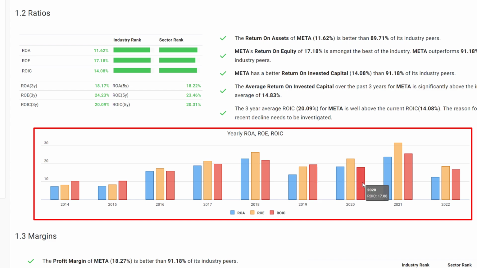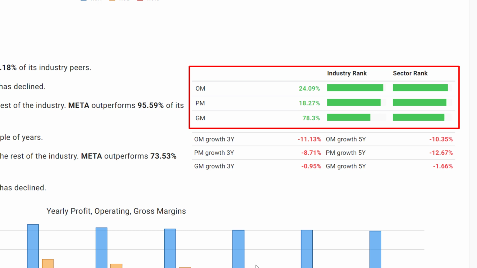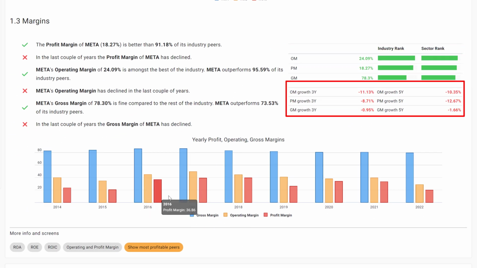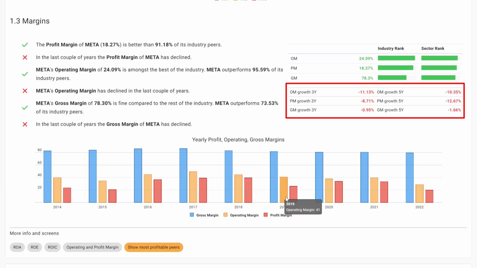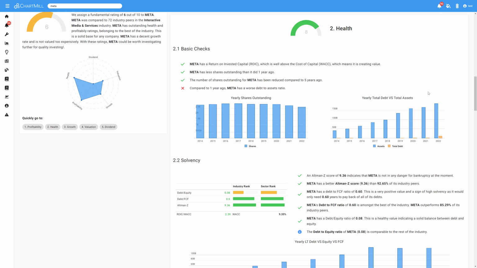It then looks at gross, operating, and the profit margin. These measure how much profit the company generates on its sales. And for the gross margin, this is after payment of costs of goods sold. For the operating margin, other operating expenses, before interest and taxes, are also taken into account. And finally, for the profit margin, interest and taxes are also taken into account. Again, for the different margins, the average over 3 and 5 years are shown, and you can see their evolution since 2014.